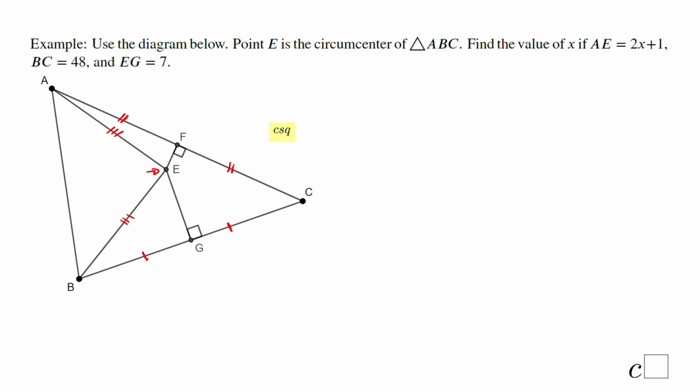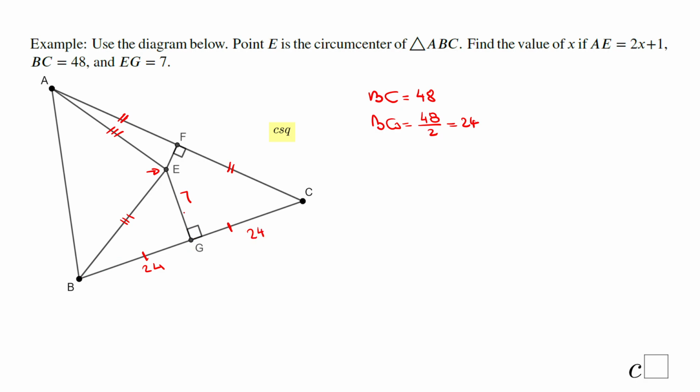And it says find the value of x if AE is 2x plus 1, BC is 48, and EG is 7. So we notice this is 7, and we also know BC is 48. We can find BG, for example. BG will be half of 48. That will be 24. Because remember, E is the circumcenter, so EG is part of that perpendicular bisector. It cuts BC in half. So both of these are 24.